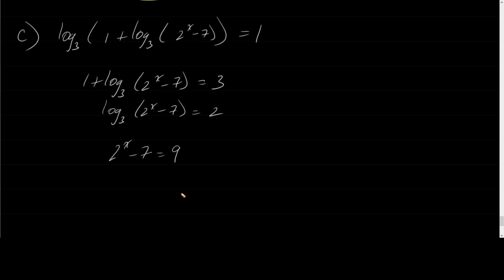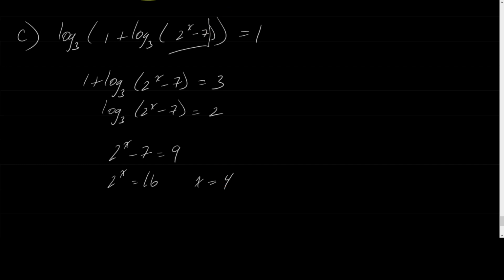Add 7 to both sides, so I end up with 2 to the x is equal to 16, giving me simply that x equals 4, right? Because we already know that 2 to the 4th is 16. Remember, this is saying 2 to some power equals 16. Well, that power is 4. All right. And is that an okay solution? Well, yeah.